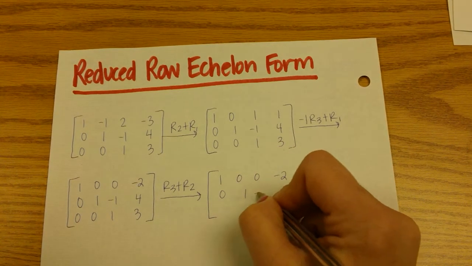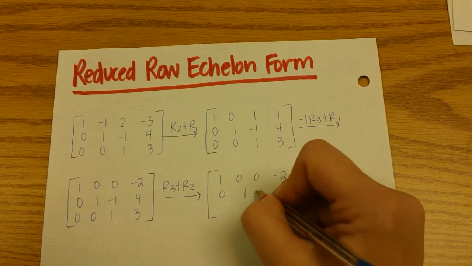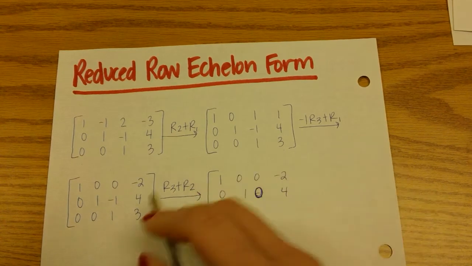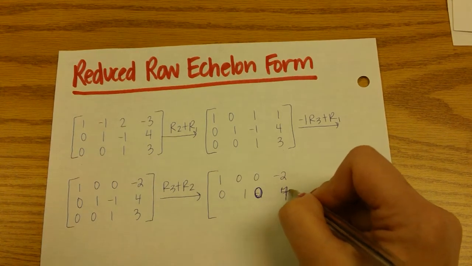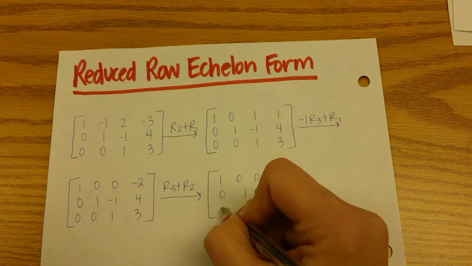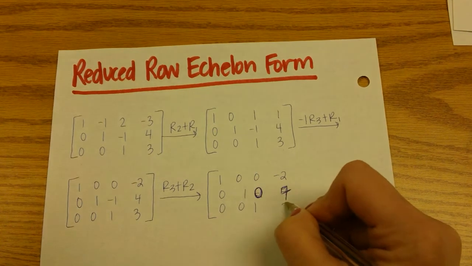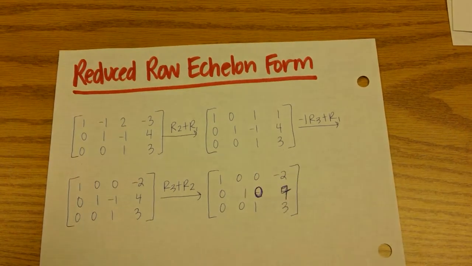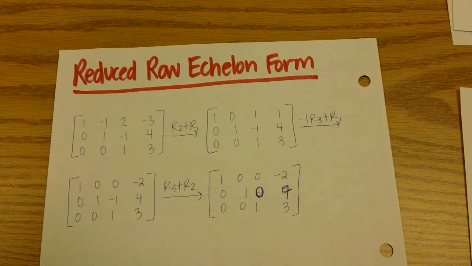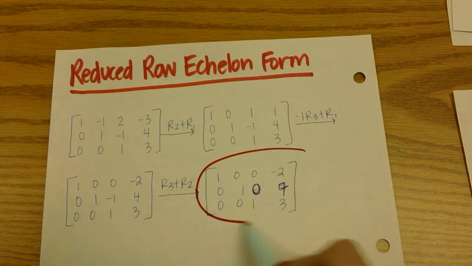Oh, I'm sorry. Row 3 and row 2, this would be 7. Okay, now what is great about this is basically this is our row echelon form.